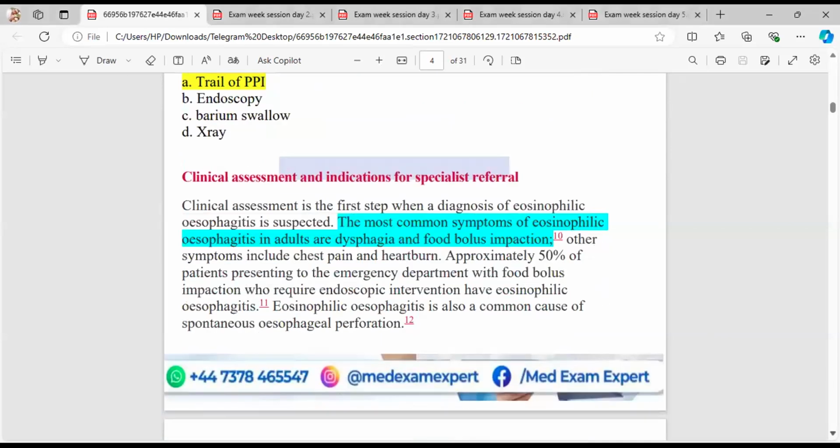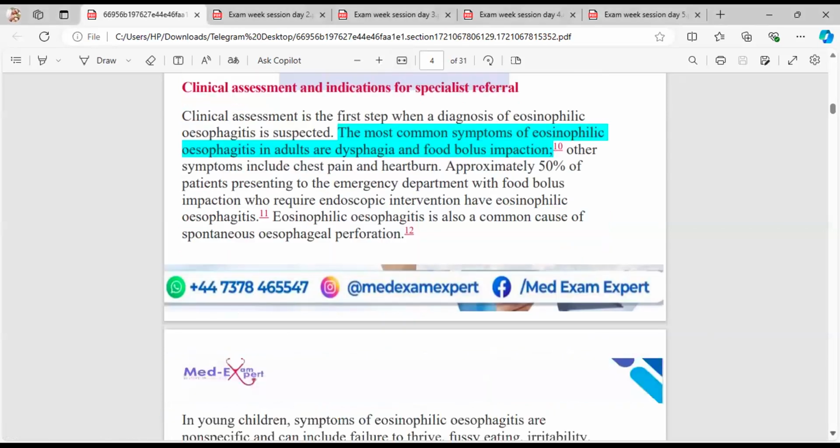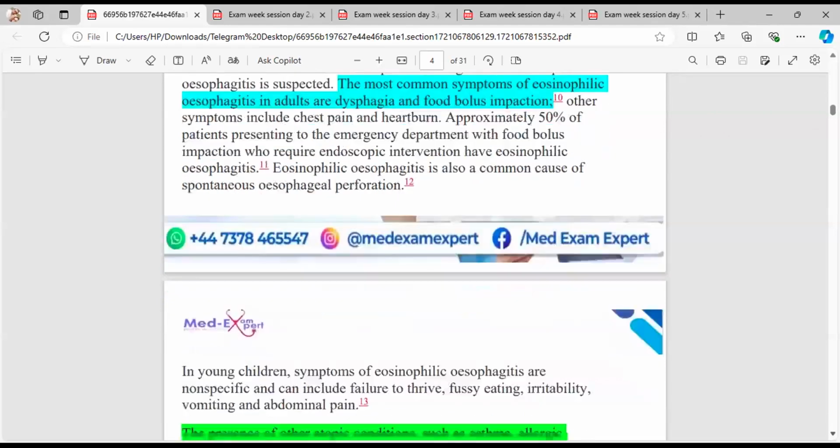Now let's see the explanation. Clinical assessment and indication for specialist referral. Clinical assessment is the first step when a diagnosis of eosinophilic esophagitis is suspected. The most common symptoms of eosinophilic esophagitis in adults are dysphagia and food bolus impaction. Other symptoms include chest pain and heartburn. These are the clinical assessment.